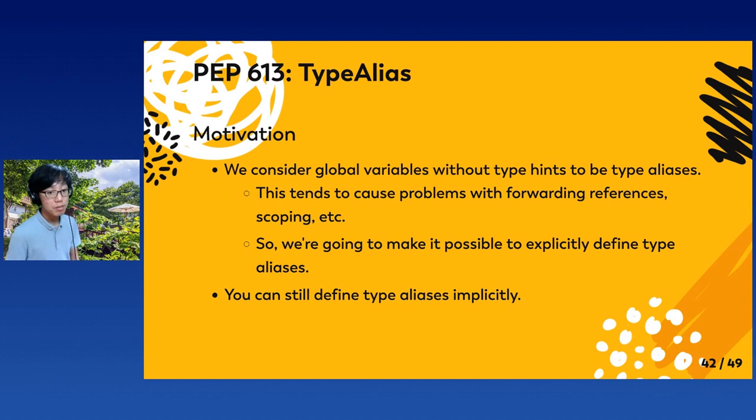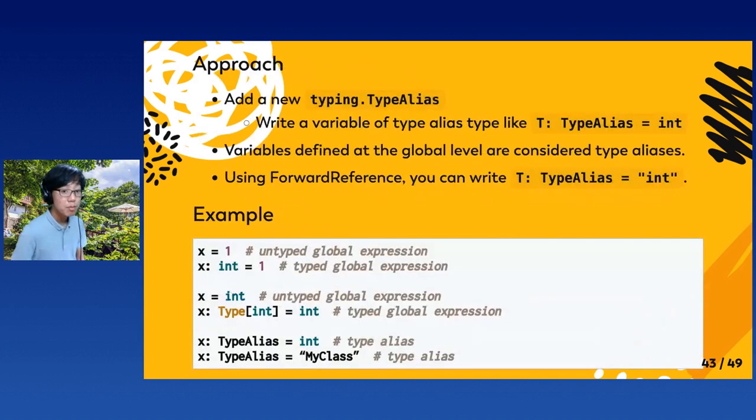You can still define type aliases in production. Approach and example. Adding new typing.TypeAlias. Write a variable of TypeAlias type like this. Variables are defined at global level considering type aliases. Yes, it works. Using forward reference, you can write like this, using double quotes.